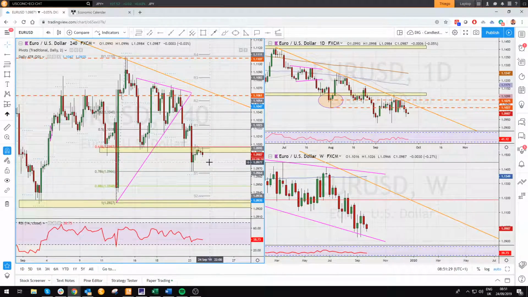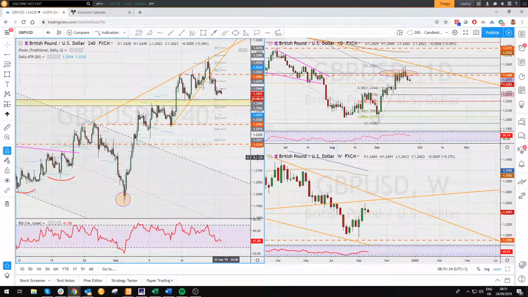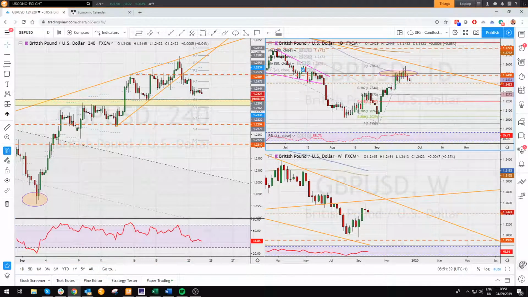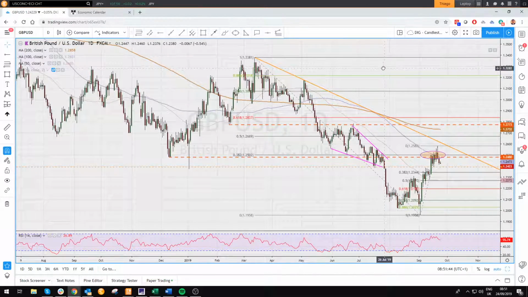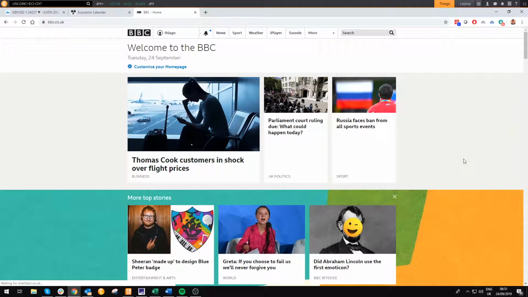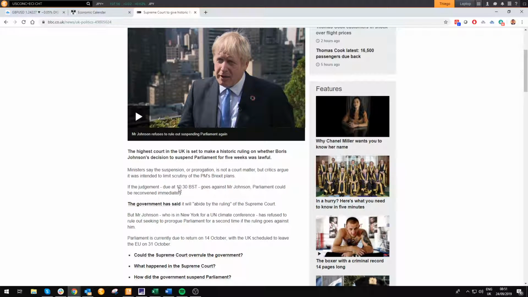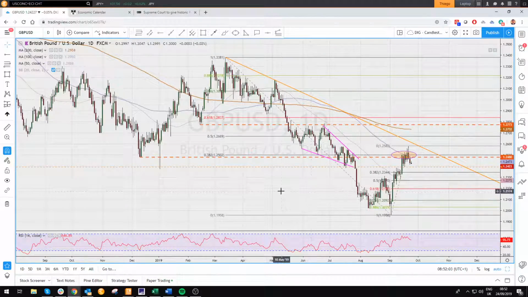Resistance is working fine. The cable is the one that I think we need to keep a very close eye on today, because we are actually going lower right now as we speak. There is the Parliament news. If I show you guys pretty quickly here, they will say around 10:30 what the outcome of the decision will be, so that can impact the cable a little bit.